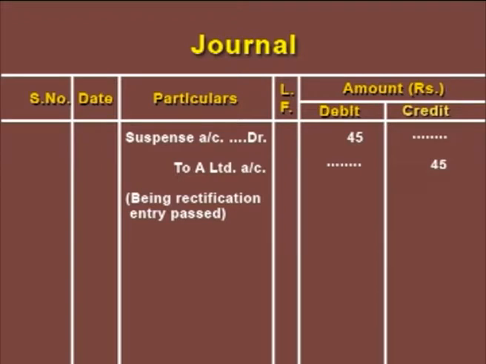So, the rectification entry is expected to increase the credit side of A Limited's account by rupees 45. Hence, A Limited's account should be credited in the rectification entry. As this error has affected only one account, that is A Limited's account, the resulting rectification entry will also involve suspense account, and will be suspense account debit rupees 45 to A Limited's account rupees 45.